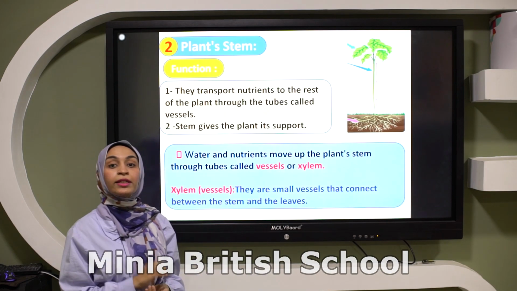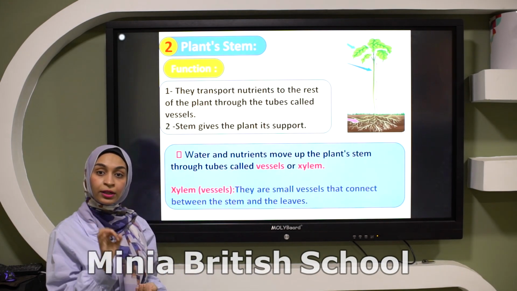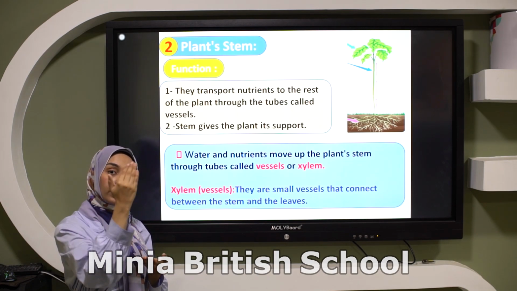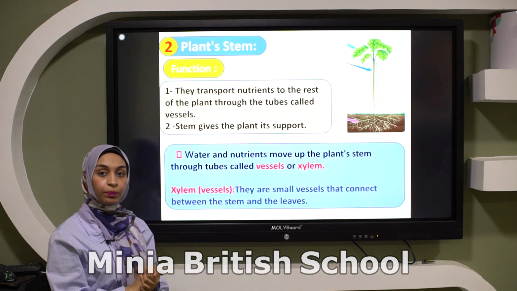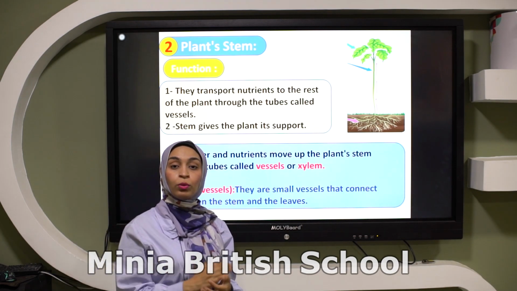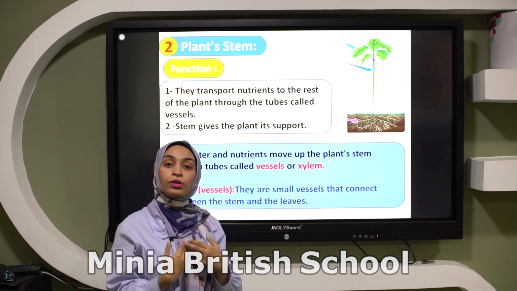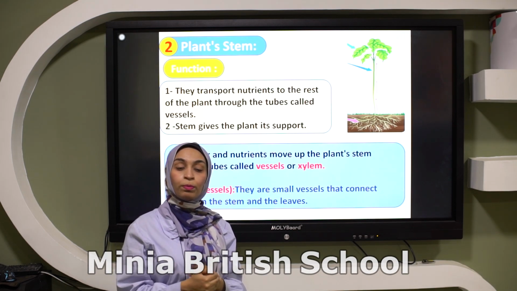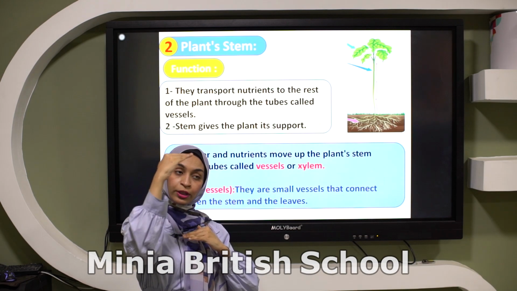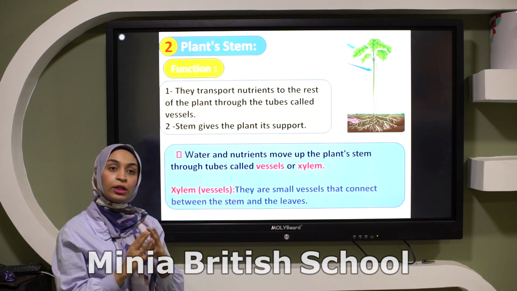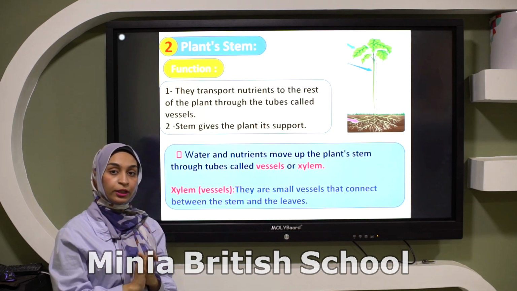Number 2, it has an important role, which is carrying water and mineral salt from the roots to the leaves through the stem, through vessels called xylem. So what is the meaning of xylem? They are small vessels that allow the water and the mineral salt to pass from the roots to the leaves. So xylem here connects the roots and the leaves.